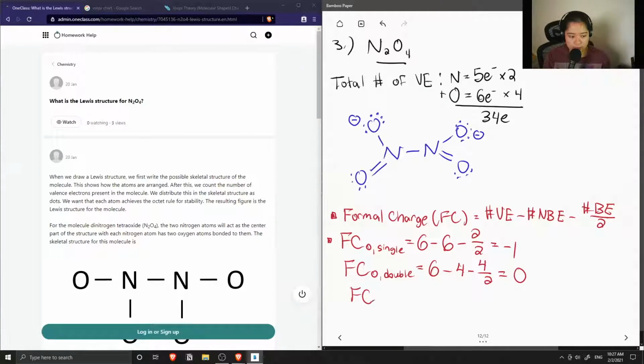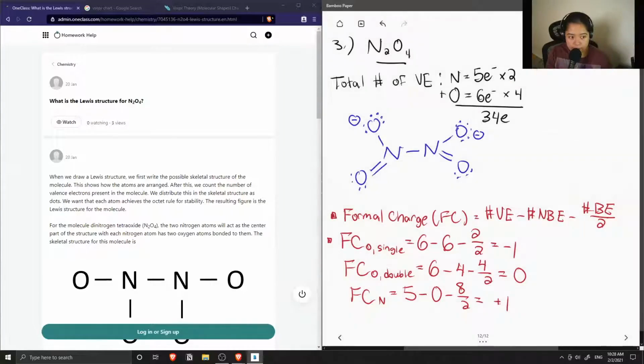So now let's calculate the formal charge on our nitrogens. Nitrogen has 5 valence electrons, and there are no lone pairs on either of these nitrogens, so we just write 0 for non-bonding electrons, and each nitrogen has 4 bonds attached to it. So we have 8 bonds in total divided by 2, which gives us a formal charge on nitrogen equal to +1.